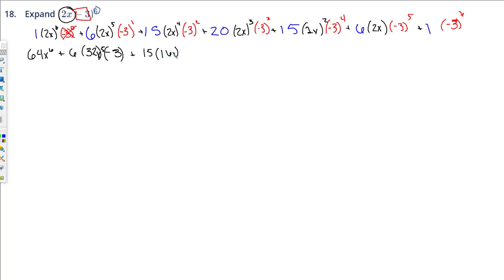-3 squared, -3 times -3, is positive 9. 20 times 2 cubed, 8. -3 times -3 times -3 is going to be -27. 15 times 2y squared, so that's going to be 4y squared. -3 to the 4th is going to be a positive 81.